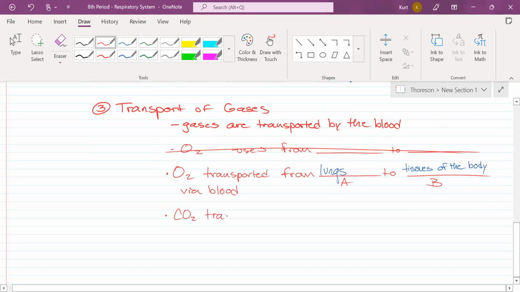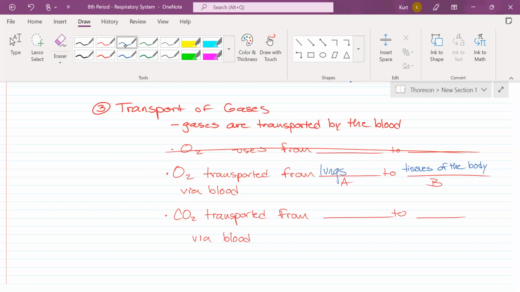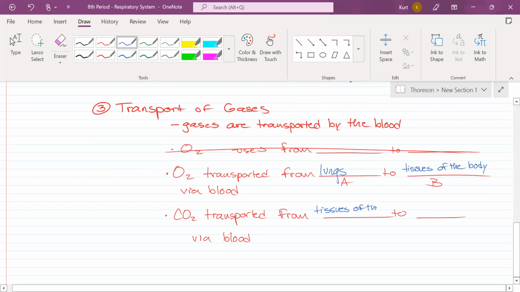And then CO2 is transported from blank to blank via blood. You're getting rid of CO2, so where's it coming from? Tissues. And where's it going to, Sebastian? Lungs. Get rid of it.